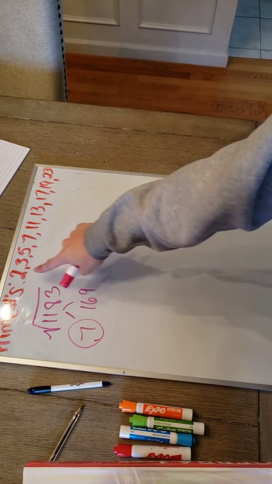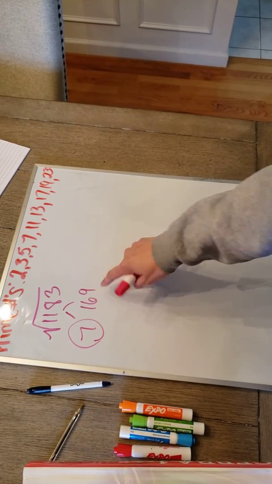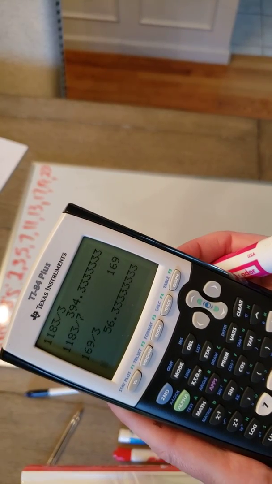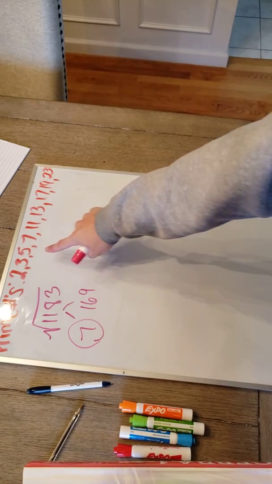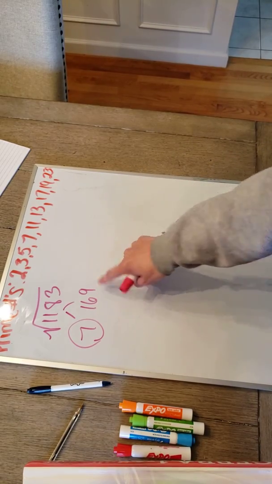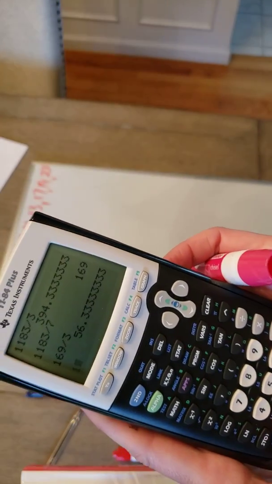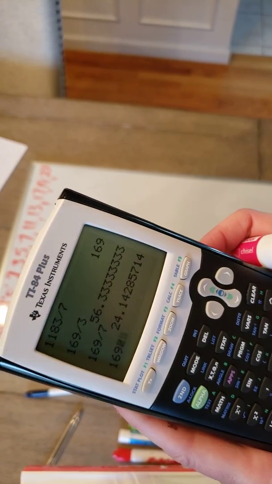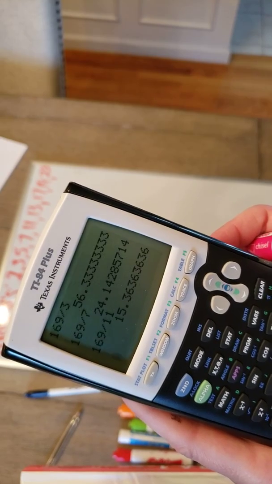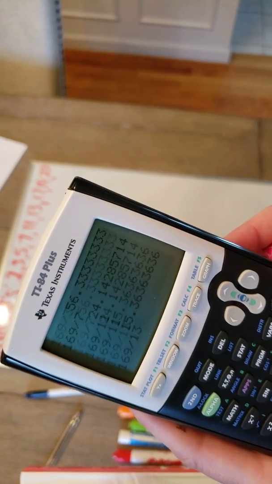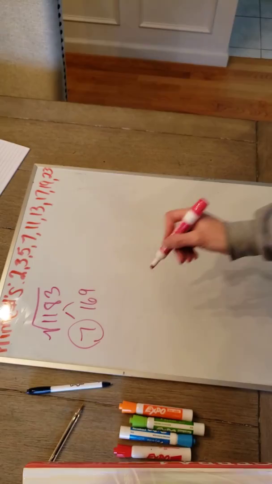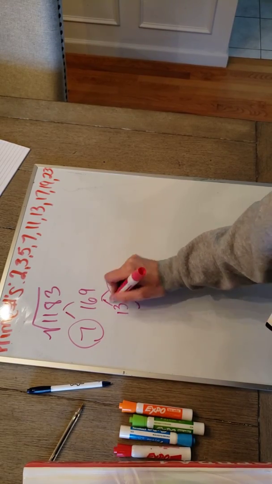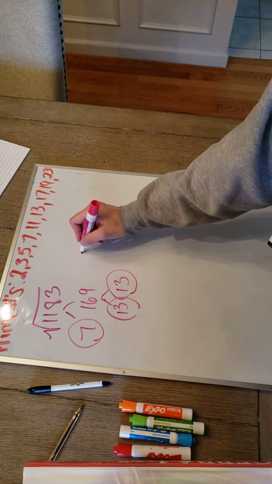Is 169 divisible by 2? No, it's an odd number. Is 169 divisible by 3? Nope, you get a decimal. You know it's not going to be divisible by 5. What about 7? Nope. What about 11? Nope. Oh my gosh, what about 13? Yeah, 13 times 13. Which are both prime. Look at that, nice and short.